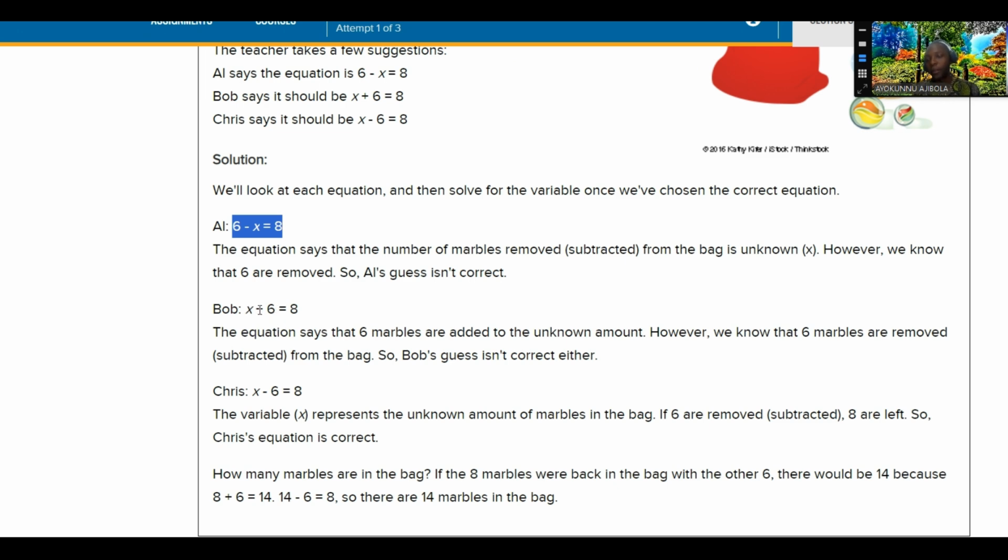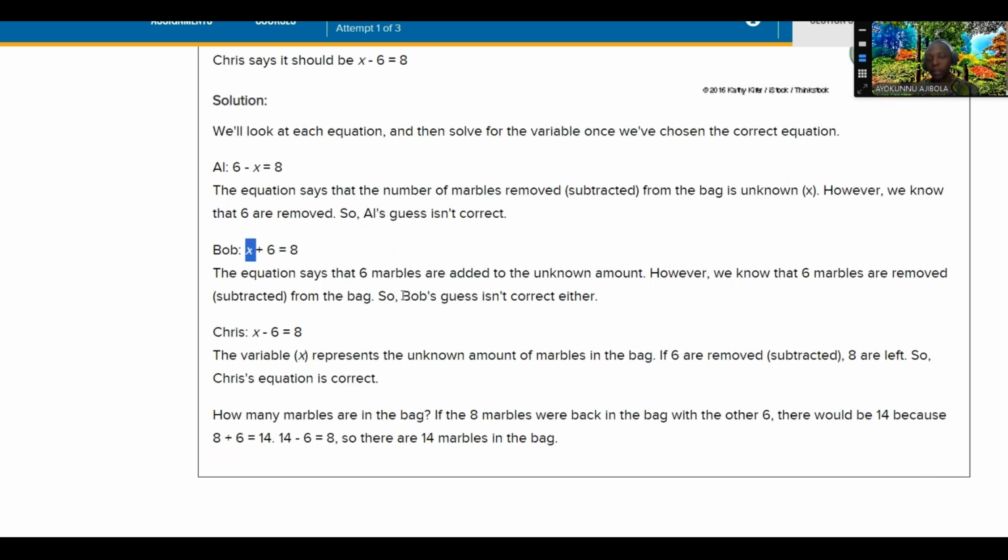Okay. Then let's solve for this one. 8 minus 2, that is 8 minus 6, that's 2. So x must be 2 for this expression to be 8. So the equation says 6 marbles are added to an unknown amount. However, we know that 6 marbles are removed from the bag, not added. So definitely this isn't correct either.